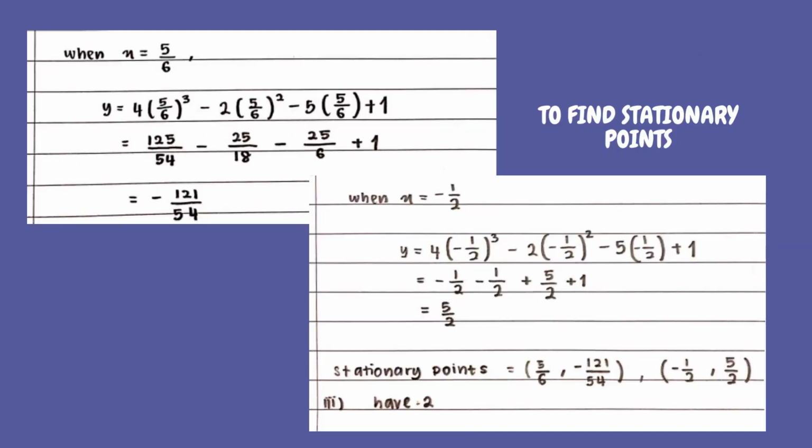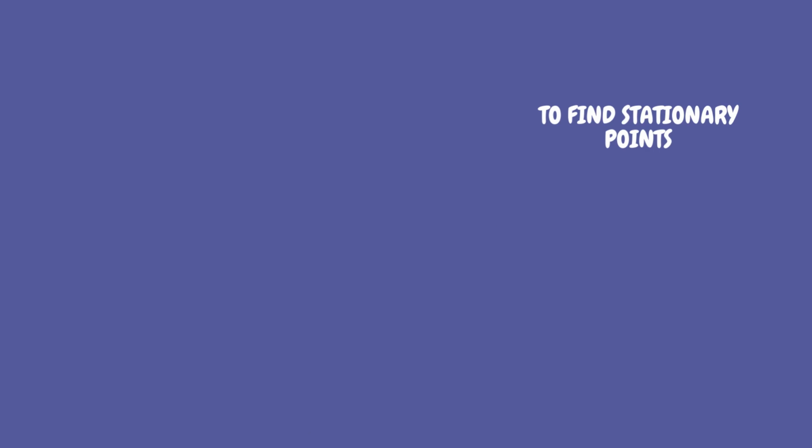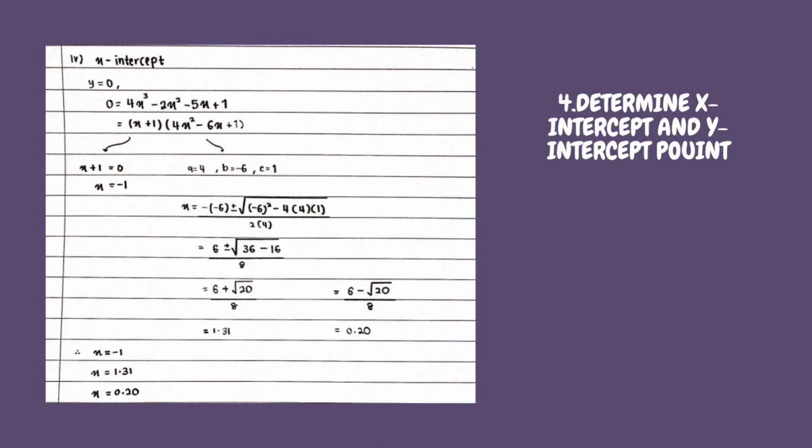For question number 3, how many stationary points does the graph have? The graph has 2 stationary points. Question number 4. Determine x-intercept and y-intercept point. X-intercept, y is equals to 0.